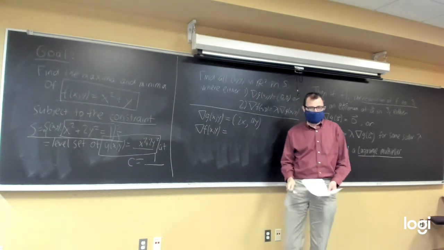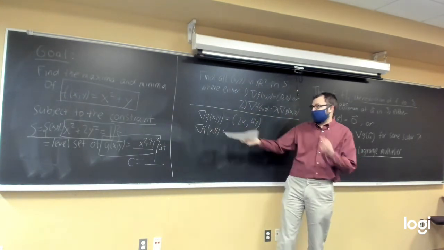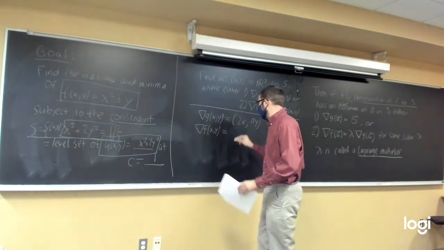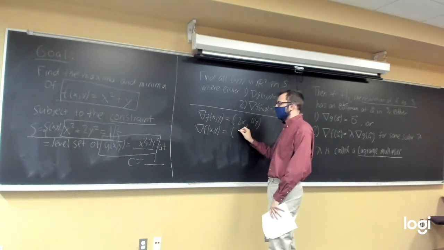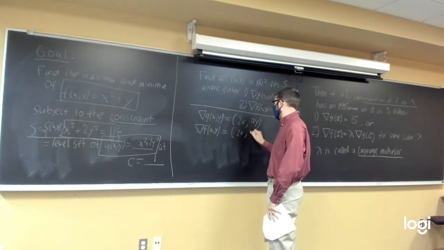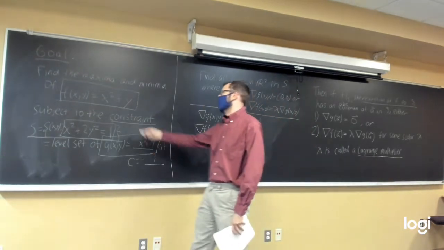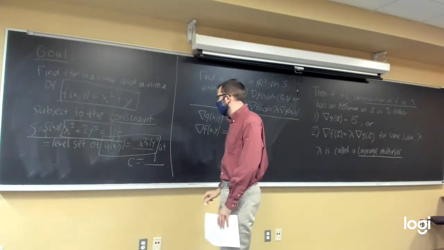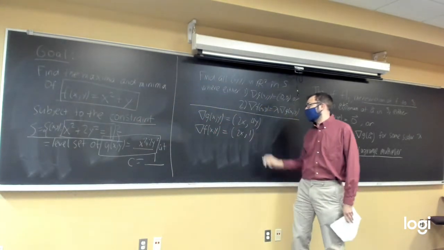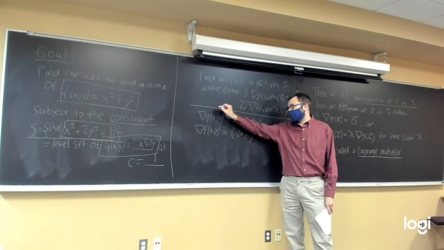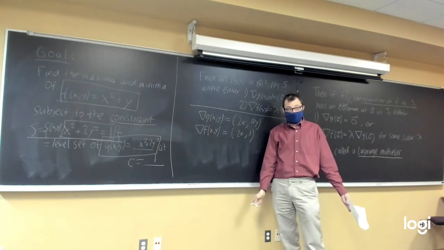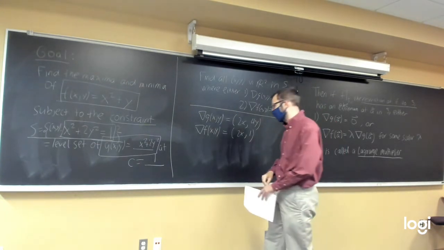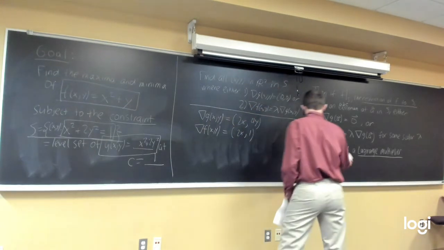How about the gradient of f, the original function? The gradient of that one is just going to be 2x, comma, 1. Differentiate with respect to x, we get 2x. With respect to y, we get 1. So our goal is going to be to find where the gradient of g is 0, or where these two vectors are scalar multiples of each other. So let's figure that out.